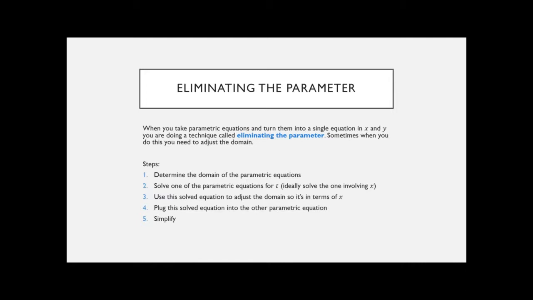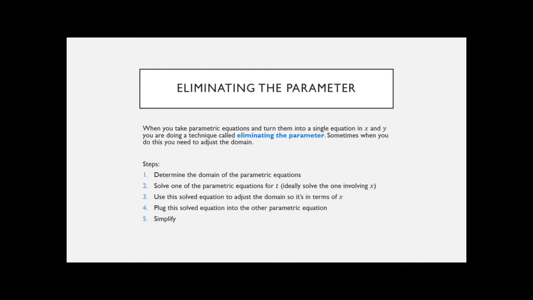And so basically what you do is you solve one of the equations for t, and then plug it into the other equation. Generally we solve the one that has x for t, so we can plug it into the other one and solve for y. Sometimes that's the harder one, so you could do it the other way around. But that's what you're doing. You're solving one, plugging it into the second equation, and now you have an equation in x and y, so you've eliminated your parameter t.